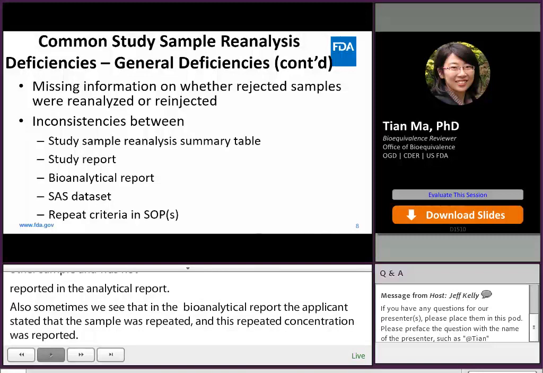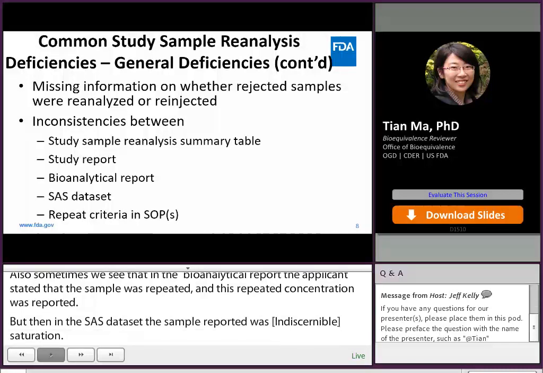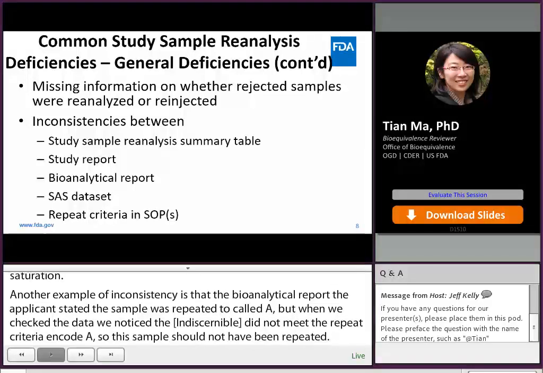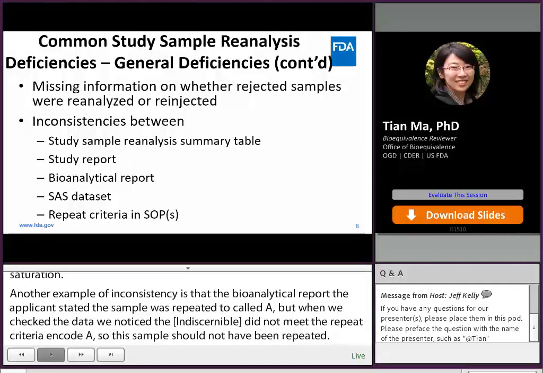Another example of inconsistency is that in the bioanalytical report, the applicant stated that this sample was repeated due to code A. But when we check the data, we notice that this sample does not meet the repeat criteria of code A in the SOP, so this sample should not have been repeated. Another example is that the sample meets the repeat criteria per the SOP, but the sample was actually not reanalyzed. So all of these inconsistencies may lead to questions, which may lead to deficiencies.